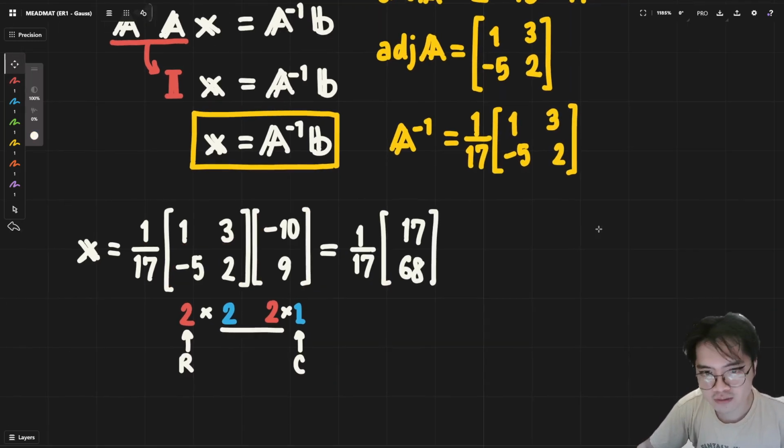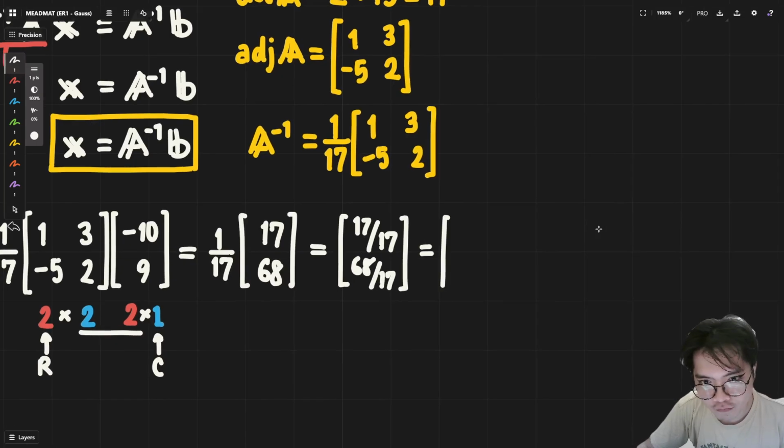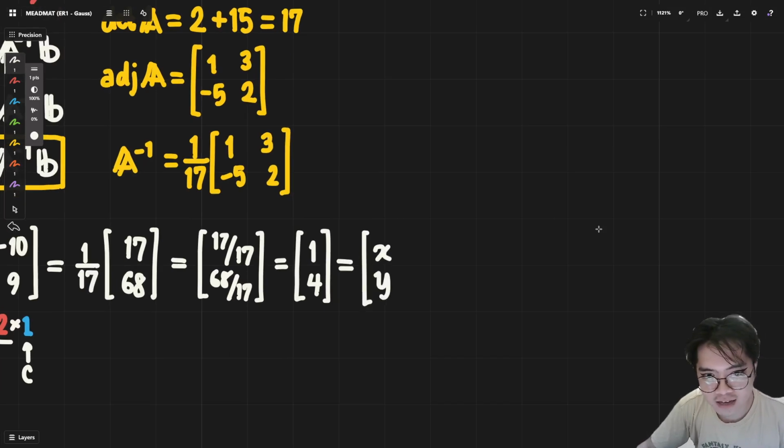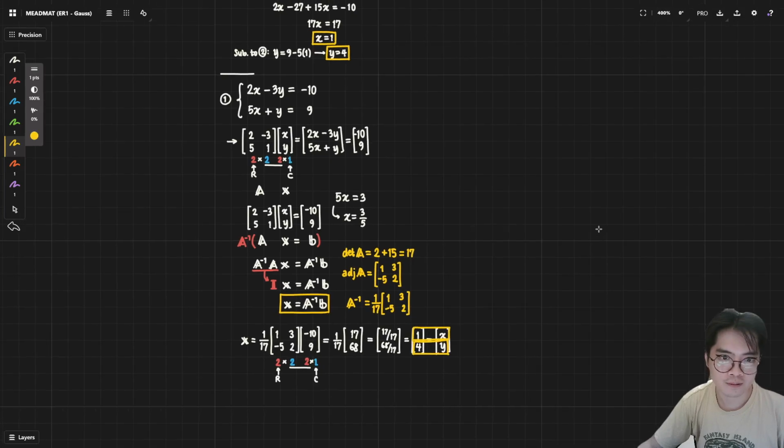Wouldn't you know it? 68 is 17 times 4, which means now 17 over 17 and then 68 over 17 gives us a value of 1, 4, which is our value of the matrix X, which is our X and our Y. Look at this: X equals 1 and then Y equals 4. This thing is Cramer's rule.